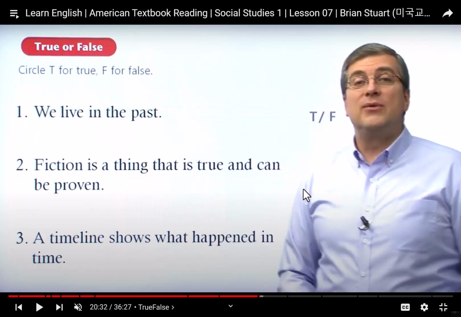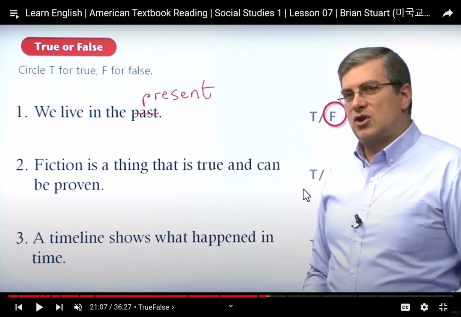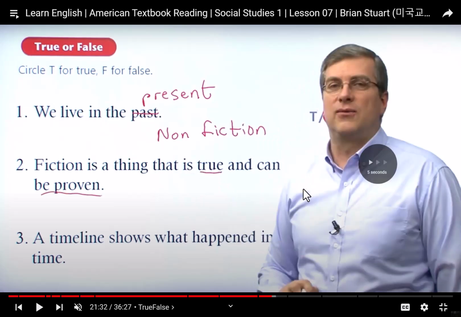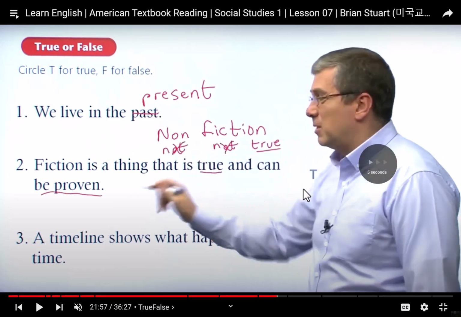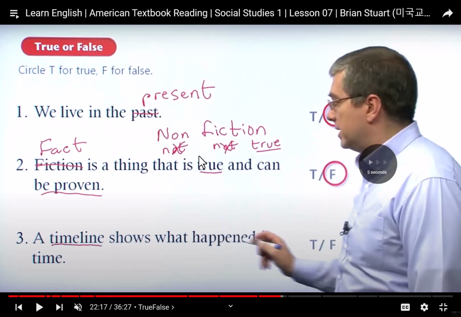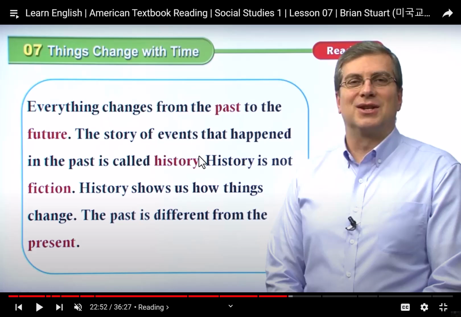True or false? One, we live in the past. No, it's present. False. Two, fiction is a thing that is true and can be proven. That is called non-fiction. This is false. This is fact. Three, a timeline shows what happened over time. That is true.